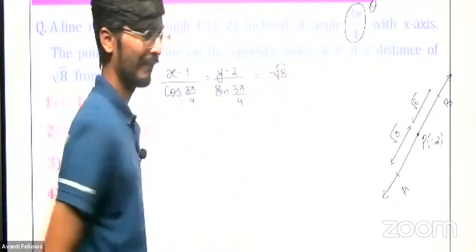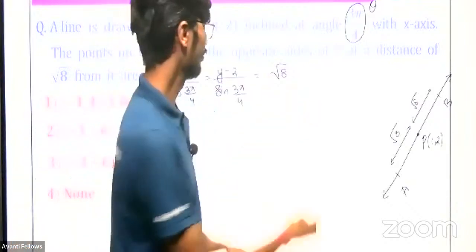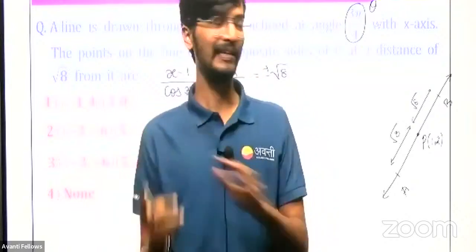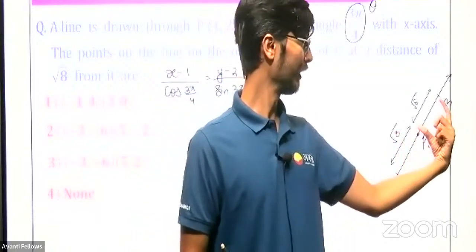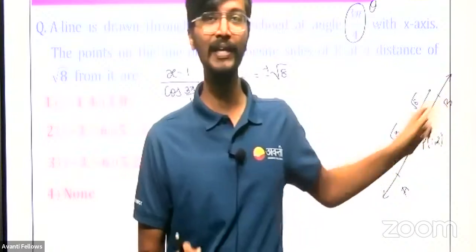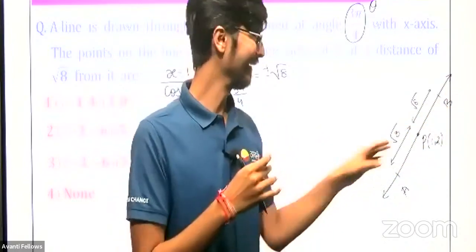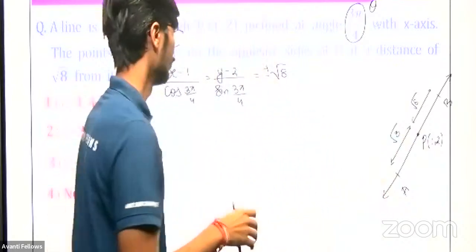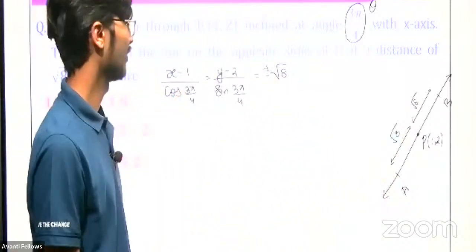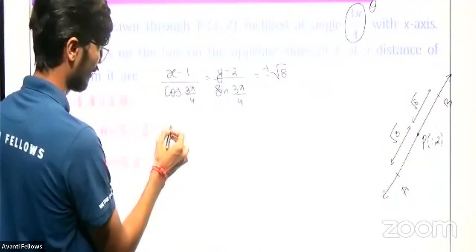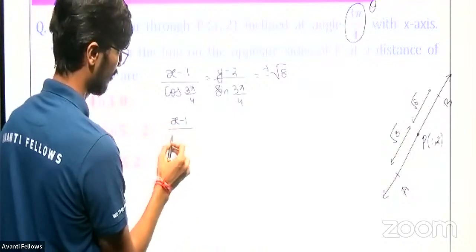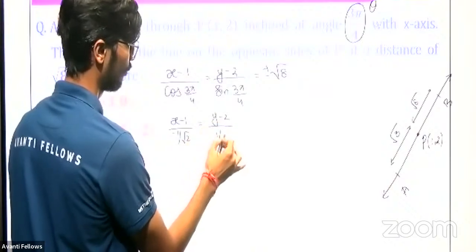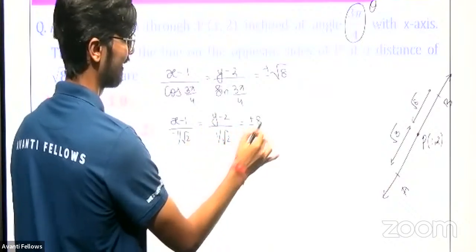Now, in parametric form, we use plus or minus. Why do we use plus or minus? Because plus indicates the distance root 8 on one side, which will give us the point B, and minus indicates the distance on the other side, which will give me the point A. So what is cos 3 pi by 4? I'll get x minus 1 upon minus 1 by root 2 is equal to y minus 2 upon 1 by root 2, equal to plus minus root 8.